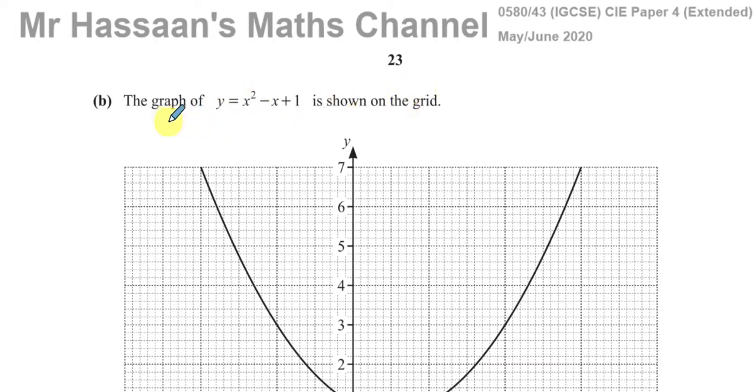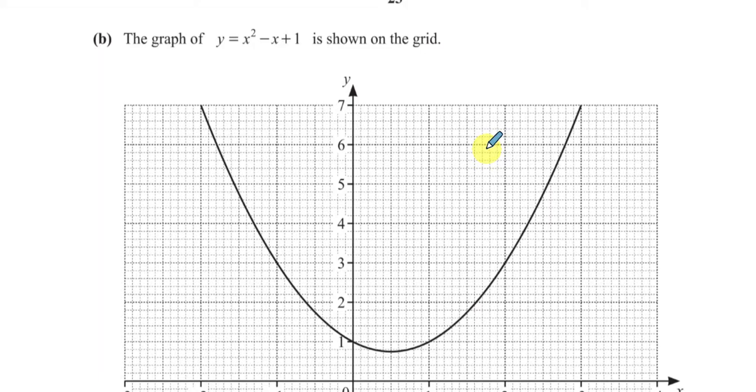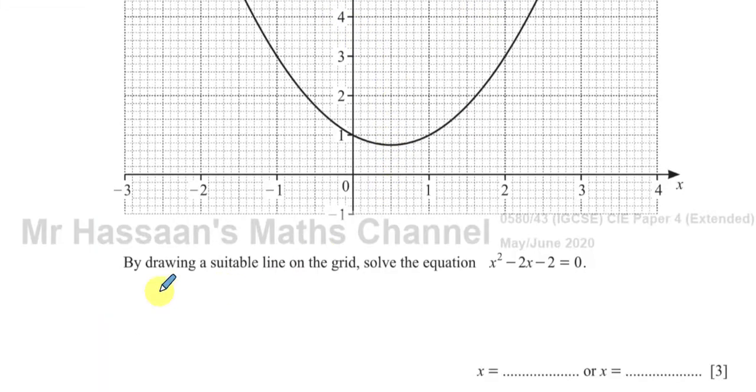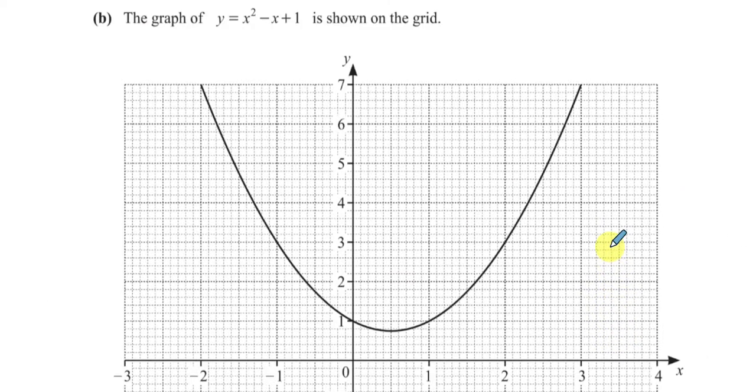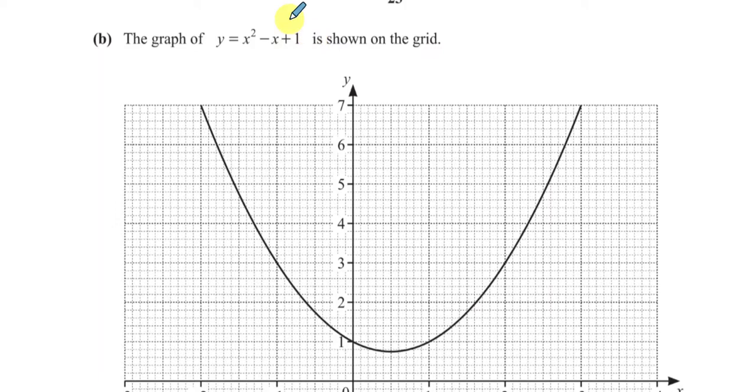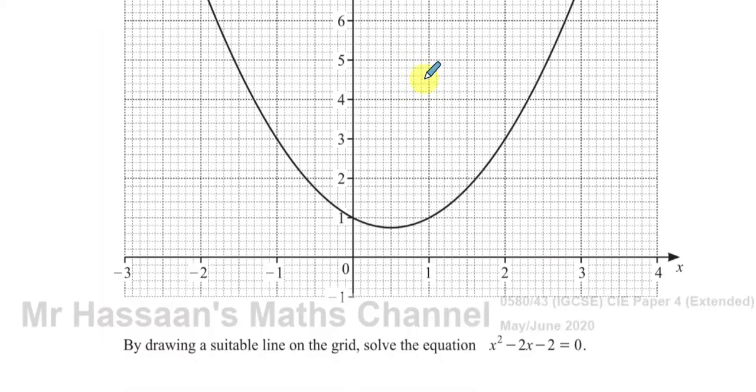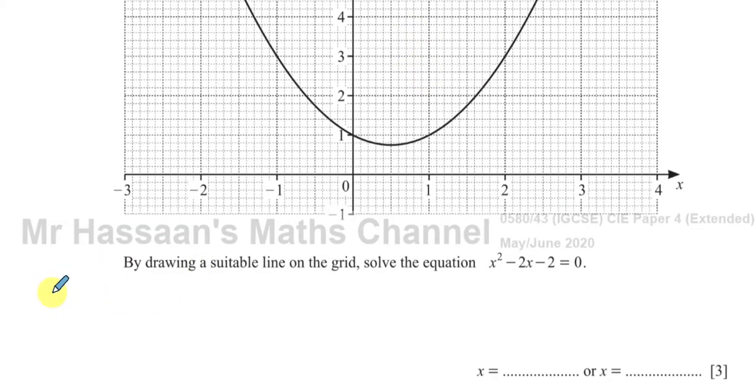Now it tells us here that the graph of y equals x squared minus x plus 1 is shown on the grid. Here we see this is a quadratic function. It says, by drawing a suitable line on the grid, solve the equation x squared minus 2x minus 2 equals 0. So we've got to use this equation, which I'll write down here, y equals x squared minus x plus 1. So this is what's drawn.